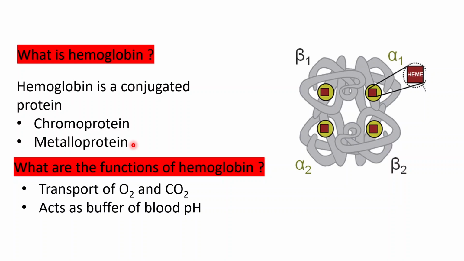There are mainly two important functions. First is transport of blood gases, that is transport of oxygen and carbon dioxide. Oxygen, we all know, goes from the lungs to the peripheral tissue, and carbon dioxide returns from the peripheral tissue to the lungs. And secondly, hemoglobin also acts as a blood buffer, and it tries to maintain the pH. So we'll see that.